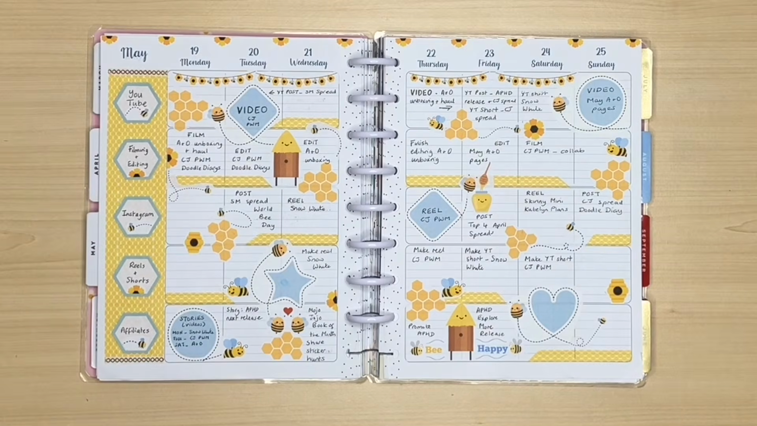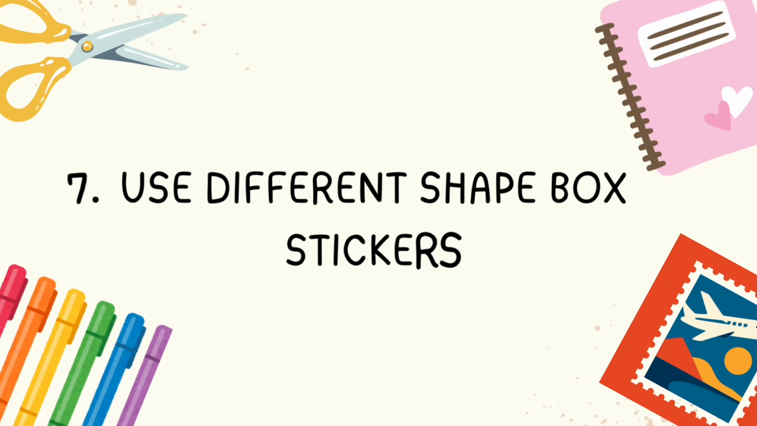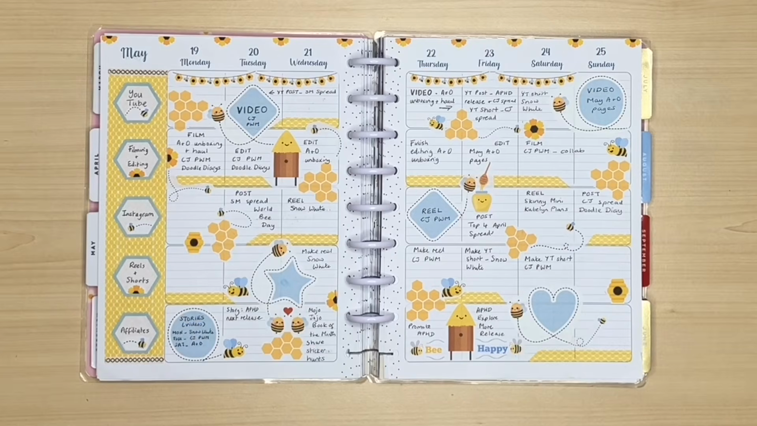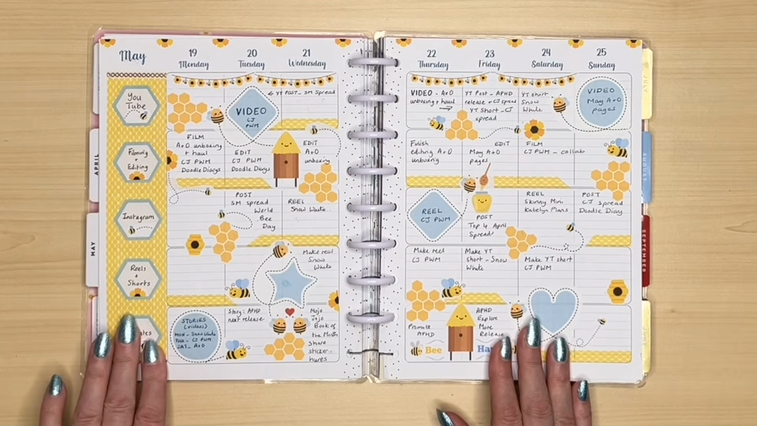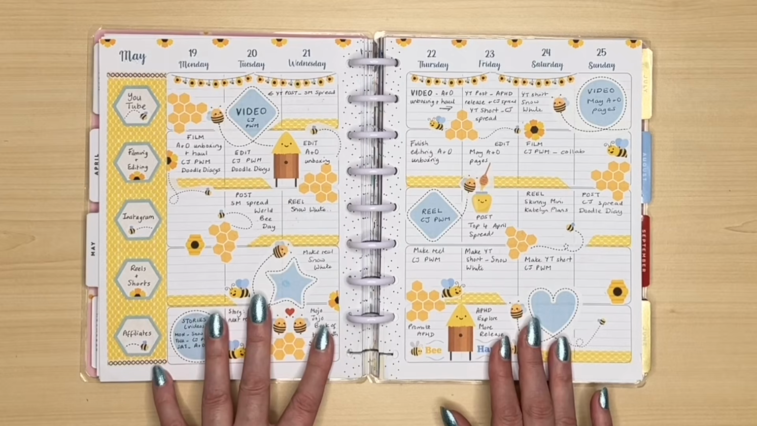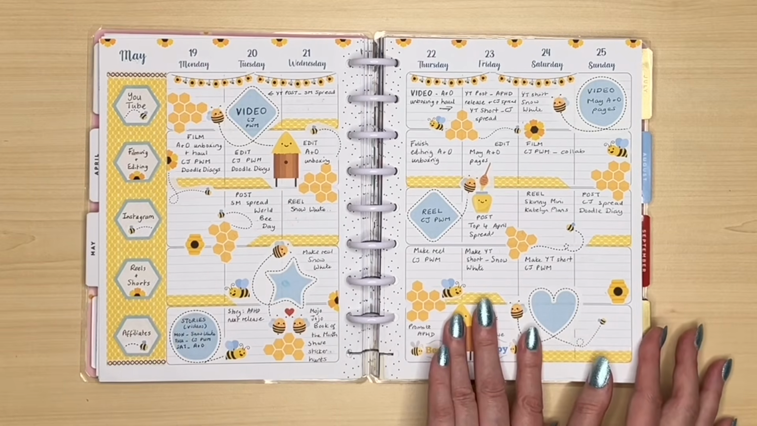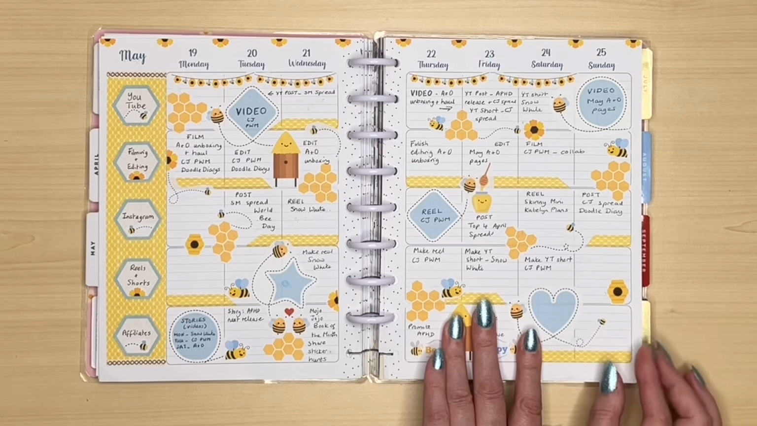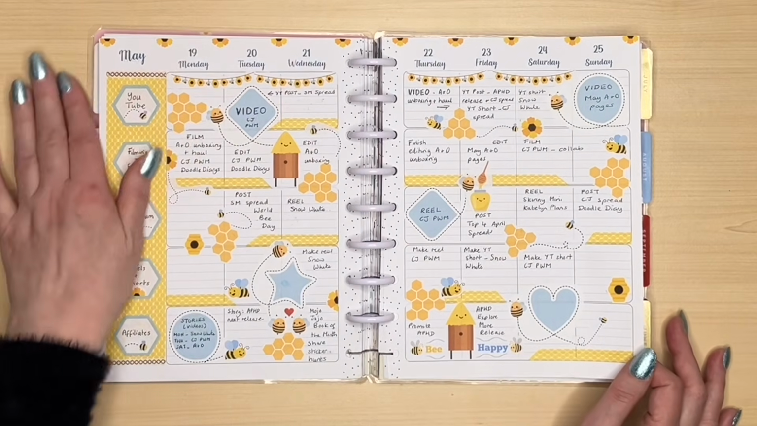My next tip is to remember to use different shape boxes in your spreads rather than always sticking to the squares and rectangles. When I'm doing a bee theme spread, I always bring in the hexagons, and often when I'm doing a sea themed spread, I bring in circles. It's just fun to have different shapes in your planner. And this also shows how I took the stickers right to the top.